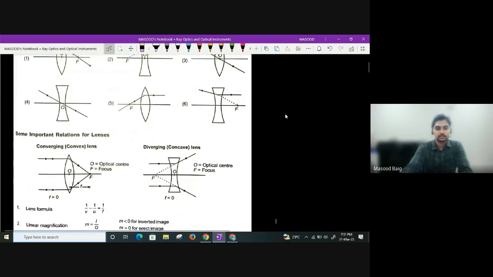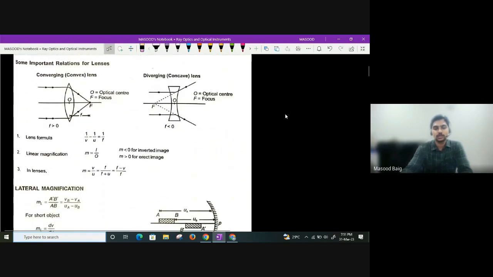Now just like we have studied important relations for spherical mirrors, in the same manner we have important relations for lenses. Let us revise a little bit of mirrors also. Yesterday we saw the mirror formula. What was the mirror formula? 1 by v plus 1 by u is equal to 1 by f. In case of lenses, it will be 1 by v minus 1 by u equal to 1 by f. There also, magnification was given as height of the image divided by height of the object. Here also it will be height of the image divided by height of the object.